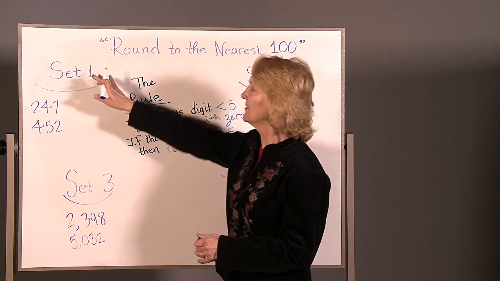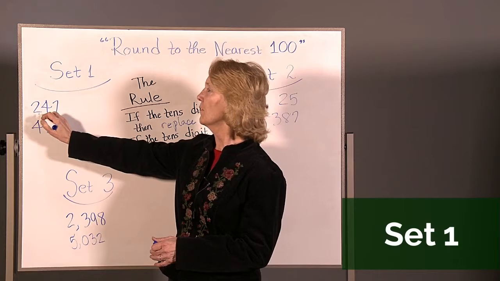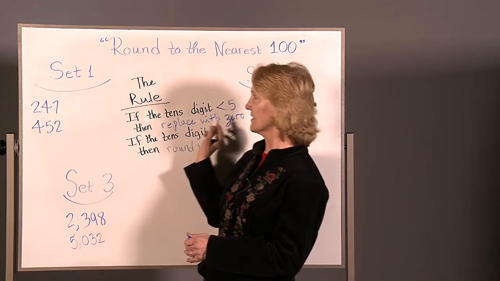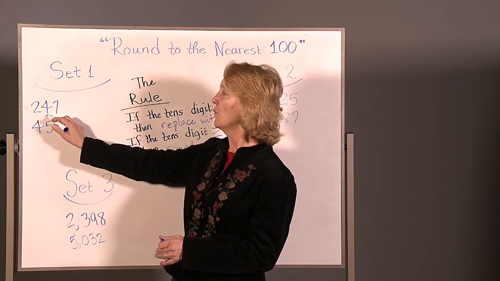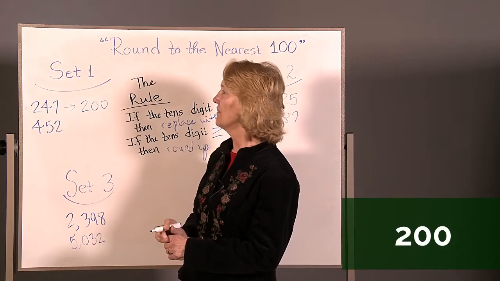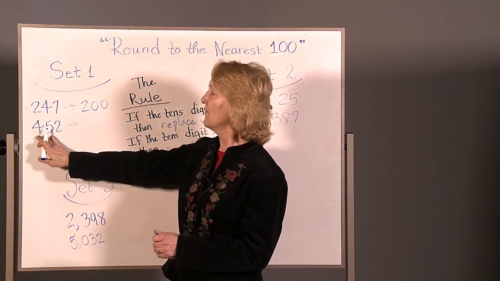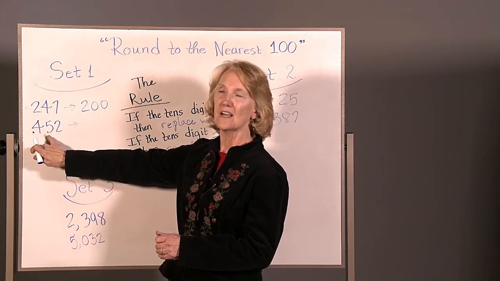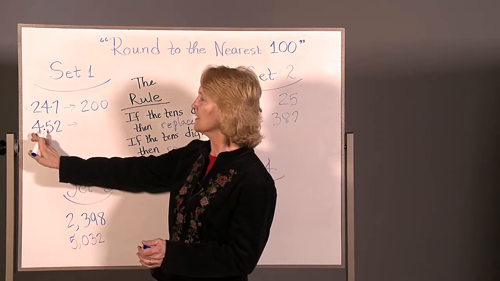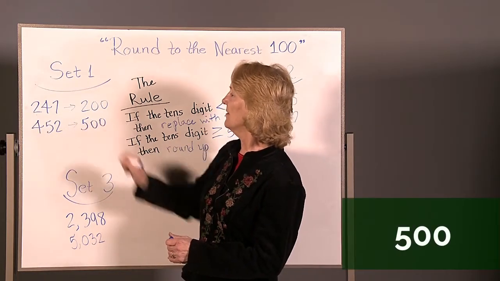Let's take a look. On set 1, we have 247 and 452. If we're rounding to the nearest 100, we look at the tens digit. That tens digit is less than 5, so we replace it with a 0. 200. The ones digit is automatically going to get replaced with a 0. 452, we look at the tens digit. It is equal to 5, therefore we round up. We're going to make this 100 go to the next 100, so it will round up to 500.